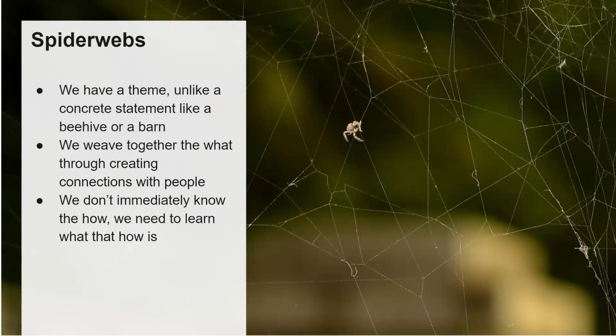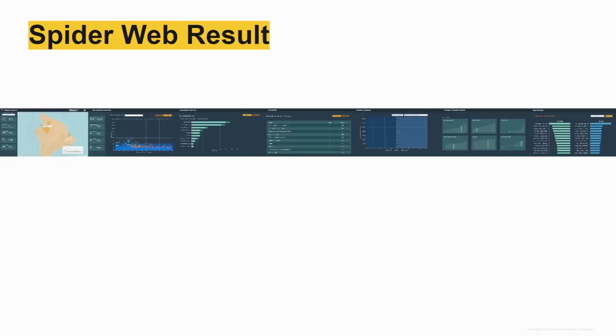And while we don't immediately know how, we need to learn, we know what we don't know the how is, which is a weird sentence to say, but follow me. This is a spiderweb result. I was really hoping it looked better on this big screen, but we were asked by an anonymous donor to help the big island of Hawaii reach its sustainability goals.